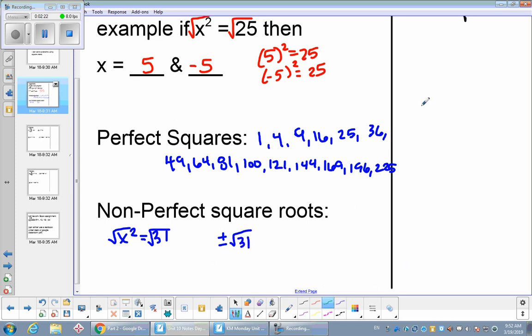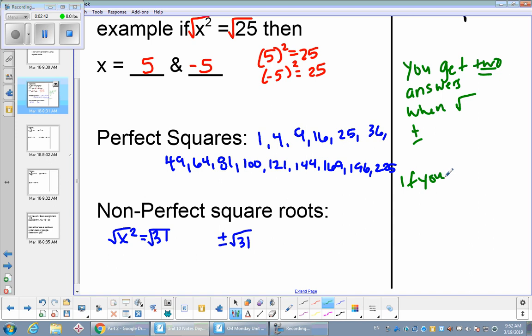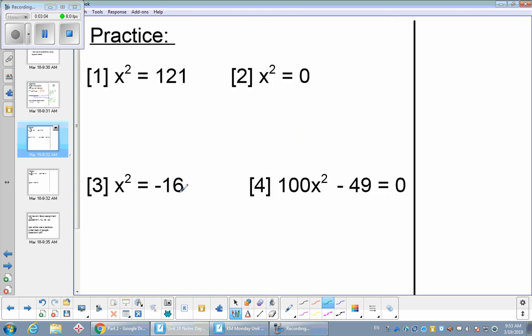So let's make a little note here. You should get 2 answers when you take the square root. You should get a positive and a negative. If you can't take the square root, you leave it as positive and negative root. Let's say we can't take the square root of a number like 7, we just leave it as positive and negative root 7. All right, so let's go ahead and get to our practice problems. Try the first 2 on your own and see what you get.